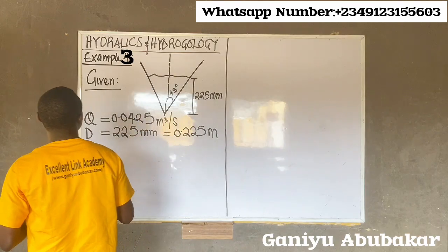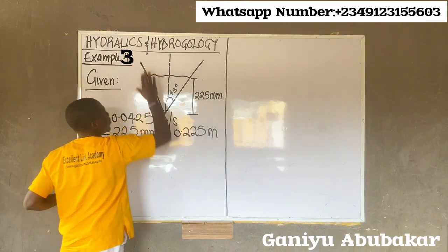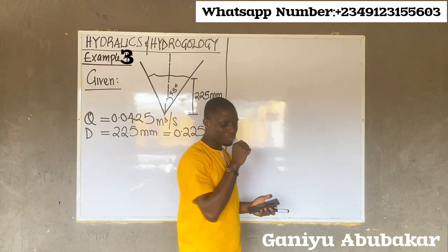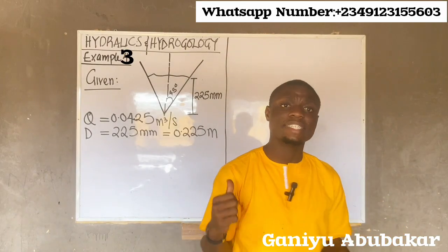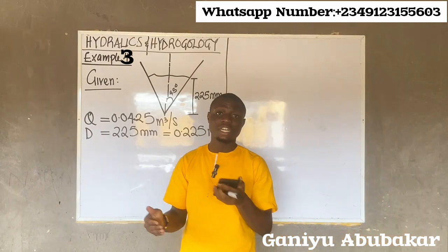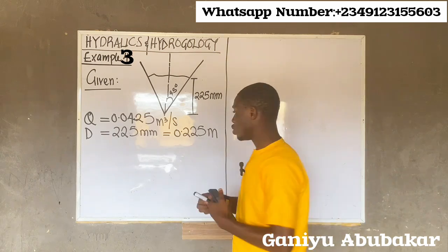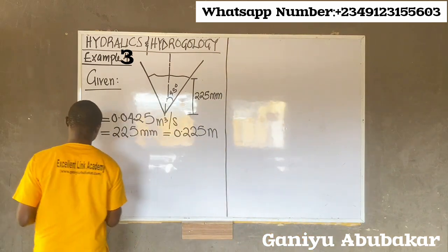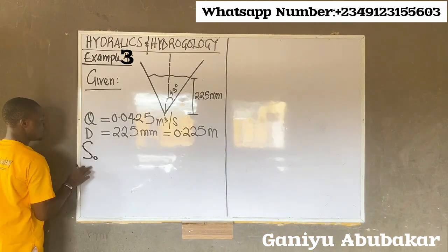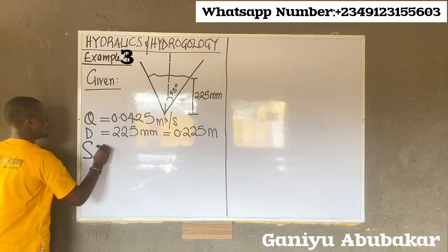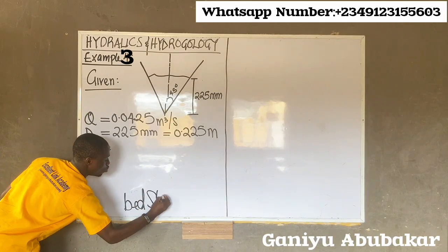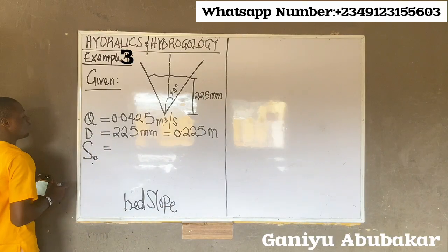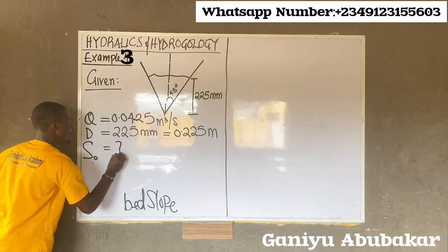By the way, in hydraulics, there are two slopes. We have the base slope and the side slope. But in this case here, we are asked to find the slope of the channel. That's your base slope. It's called S naught. This is called bed slope, a symbol for base slope. We are asked to find the base slope, which is unknown.